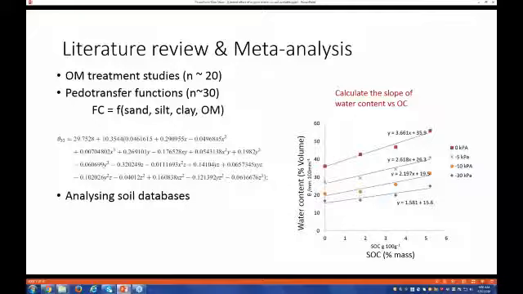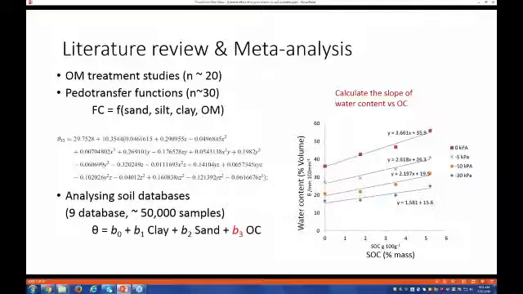And now we also look at the soil database. We have a large soil database where they have analyzed the water content at field capacity, the water content at wilting point, and the water content at saturation. This is 9 databases, some Australian soils, some from a worldwide collection of soils. Approximately, we got about 50,000 samples.